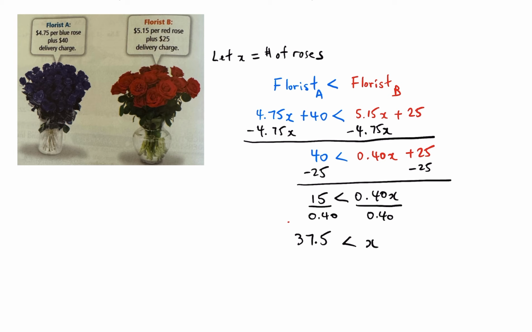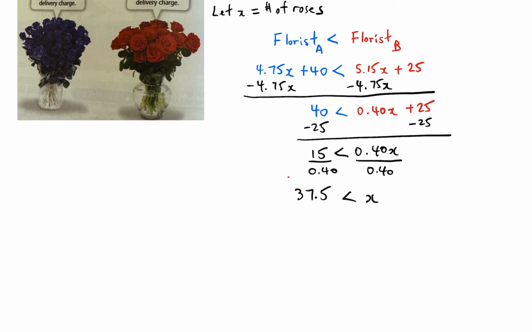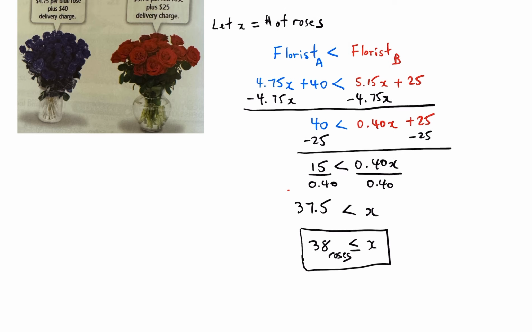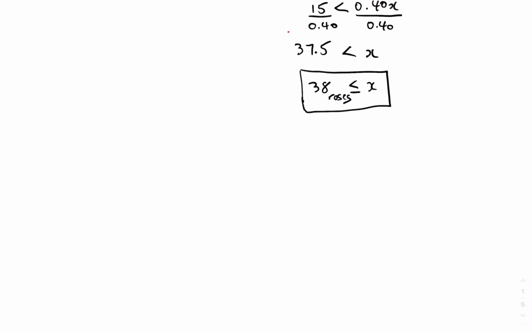Well, we can't have half a rose. So then our answer is when Angel orders more than or equal to 38 roses, then florist A will be less expensive than florist B. Okay? All right, let's move on to problem number 2.